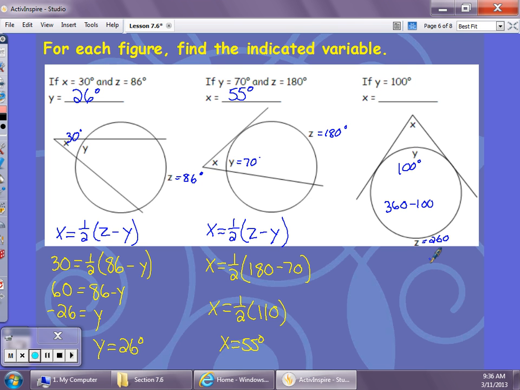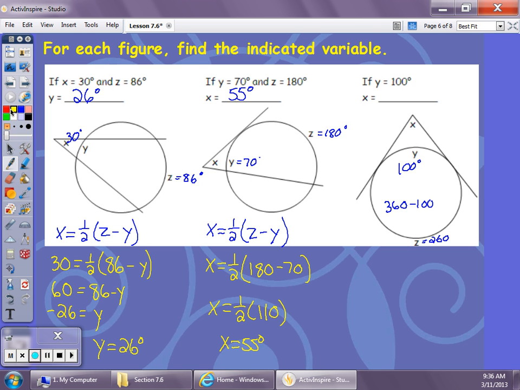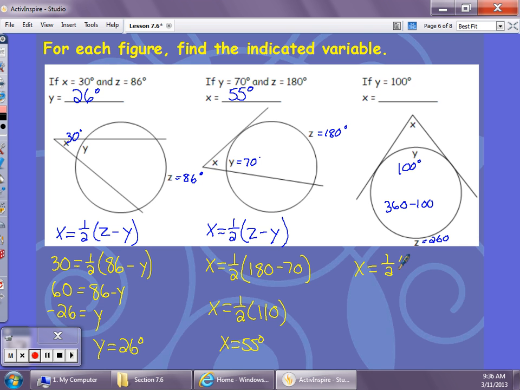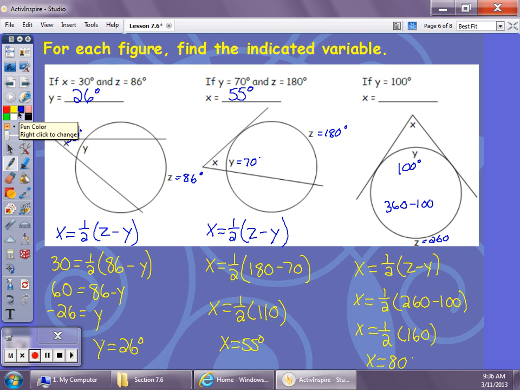So then from here, we can go ahead and set up our equation based on the variables we're given. So in this case, x is going to equal 1/2 of z minus y. So x should equal 1/2 of 260 minus 100. So 260 minus 100 is 160. And then 1/2 times 160 gives us an angle measure of 80 degrees. So we know that the angle of x is going to equal 80 degrees.